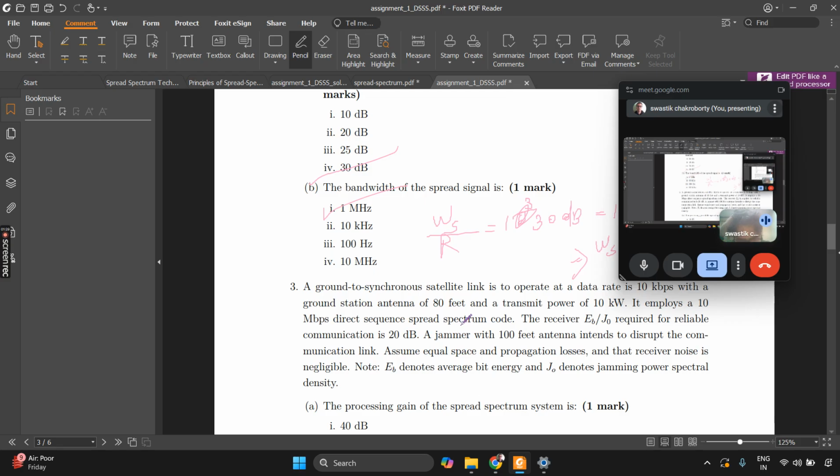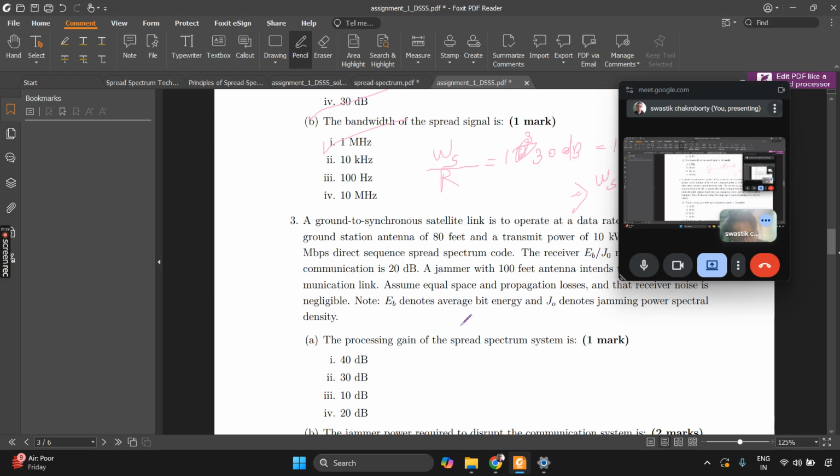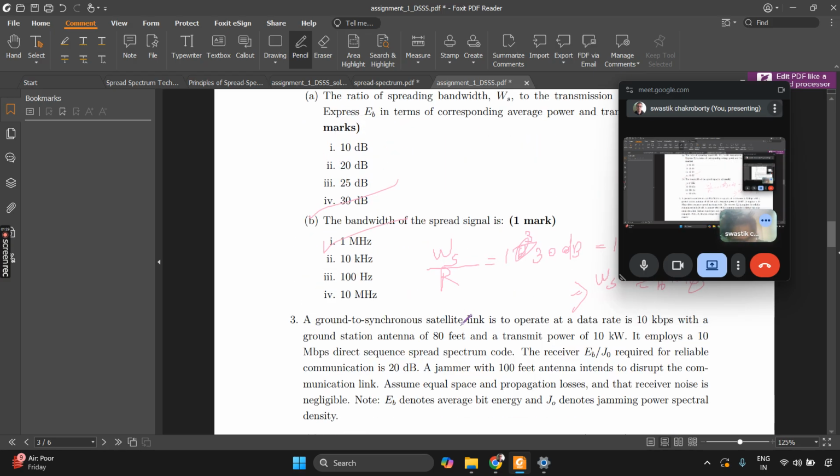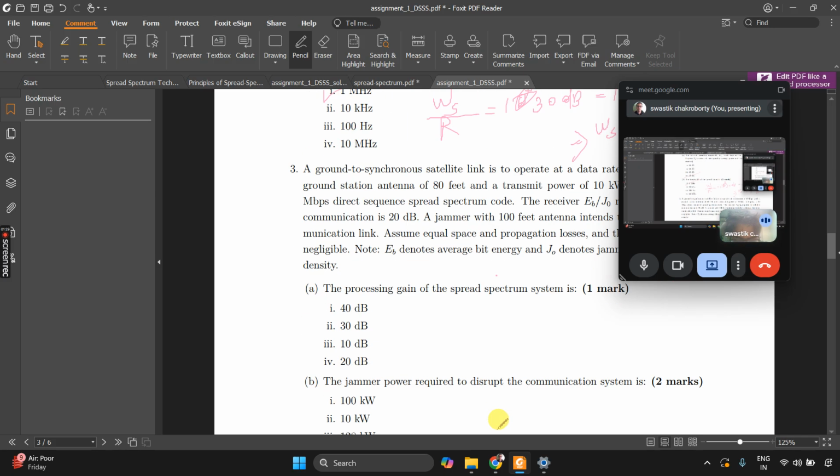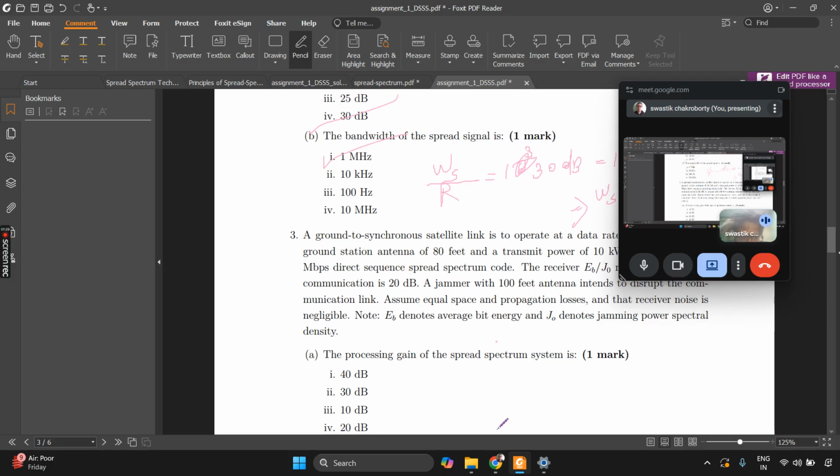So lots of things are there. The first question is the processing gain of the spread spectrum system. This is pretty easy. This does not have anything to do with power. It is chip rate by data rate.